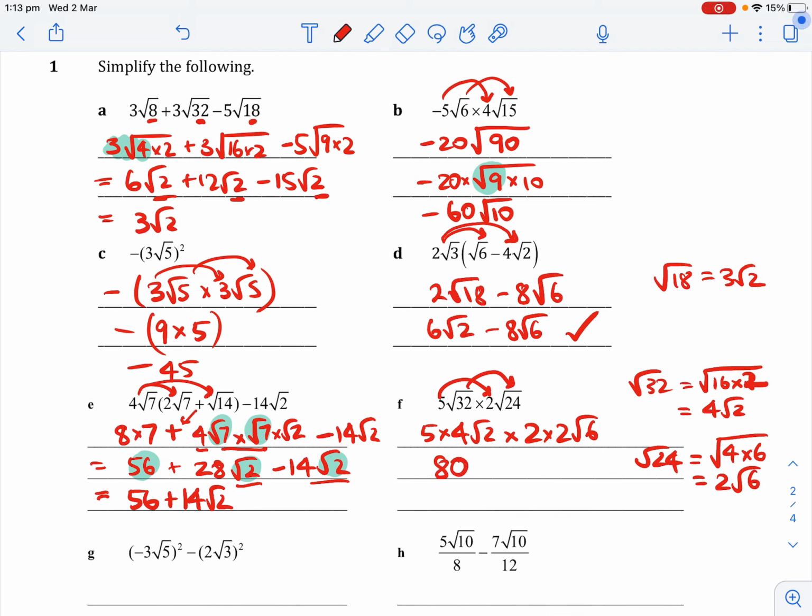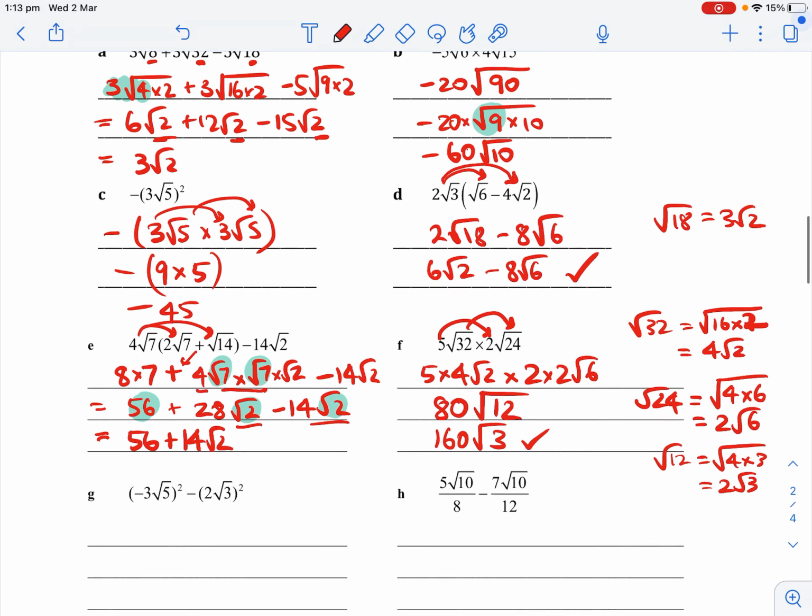And root 2 times root 6 is root 12. And now I can also simplify root 12. Root 12 is the same as root 4 times 3, which is just equal to 2 root 3. So now it becomes 160 root 3. And there's your answer. So whole numbers times whole numbers, surds times surds, always simplify your surds.